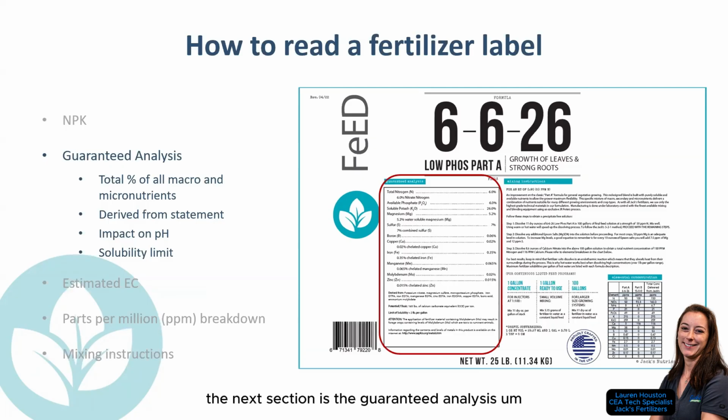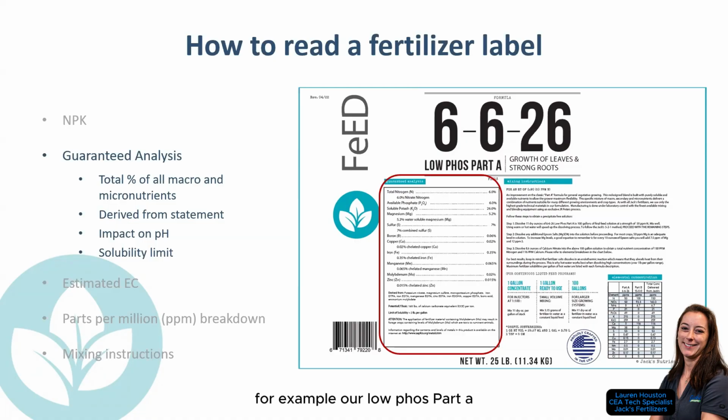The next section is the guaranteed analysis. This is a part that's kind of confusing for a lot of people, but it reiterates the total percentage of nitrogen, phosphorus, and potassium, and also shows you a breakdown of the percentage of nutrients that aren't listed on those big 3, anything that's not nitrogen, phosphorus, and potassium. So if it's in the fertilizer, it's going to be on the guaranteed analysis.